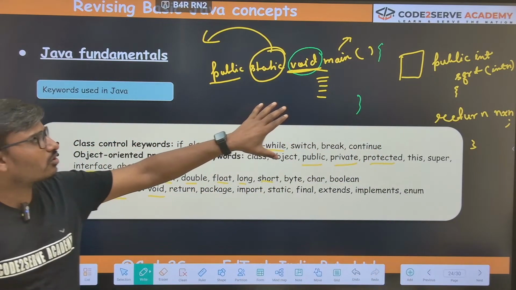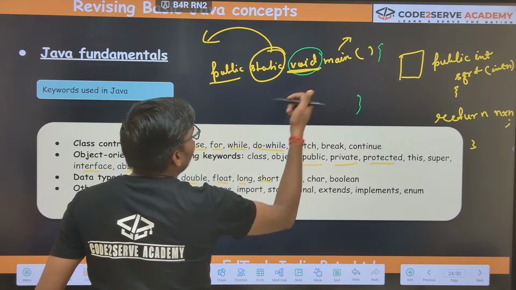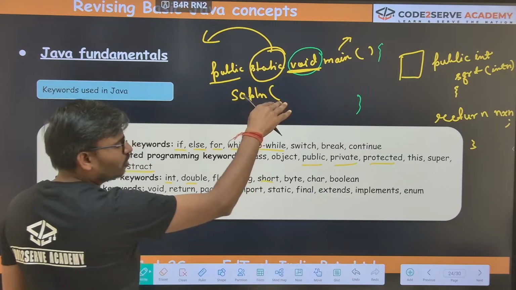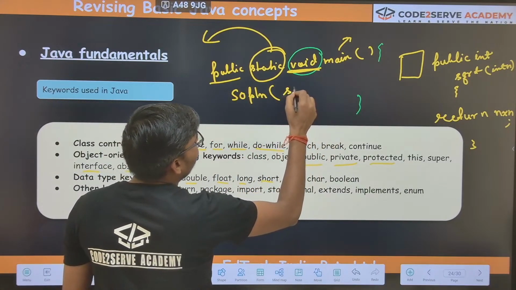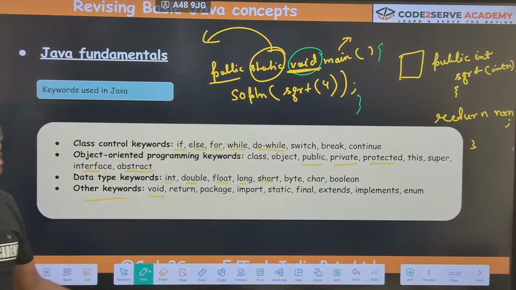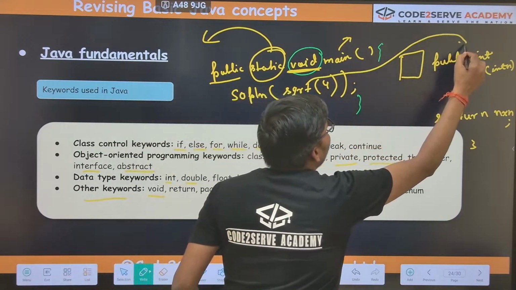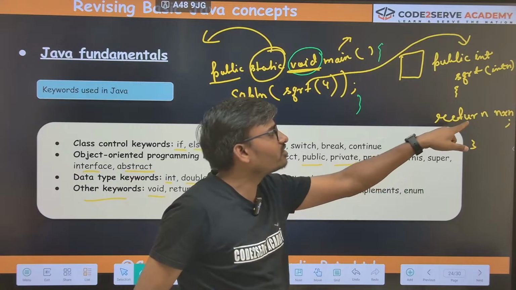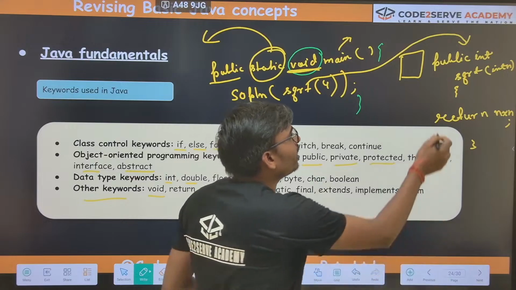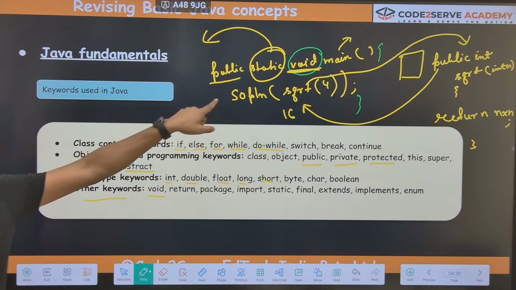So what will it return when you call this sqrt from the main body? Suppose I am calling from inside the main, I write System.out.println, and I call sqrt and pass 4 and close it. What will happen? This will call this function, and after execution of this function, it is going to return the square form of that number. That means 4 into 4, it is going to return 16 over here, and what is going to print in the console? It is going to print 16.